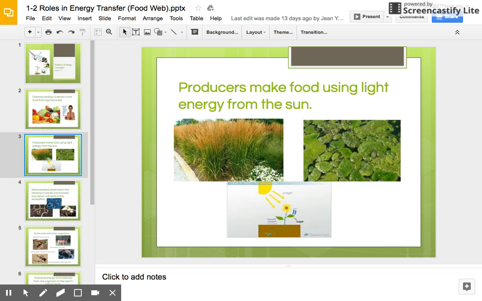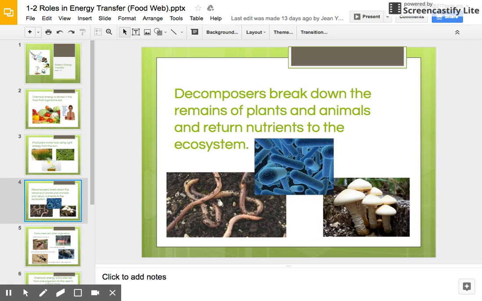Producers are organisms that make food using light energy from the sun. So we're talking about things like plants that go through the process of photosynthesis. They collect sunlight energy and convert it into stored chemical energy. Decomposers are organisms that break down the remains of plants and animals and return those nutrients to the ecosystem. When they break down dead organisms, those nutrients are returned to the soil and then can be used by other producers, other plants that are growing in the area.